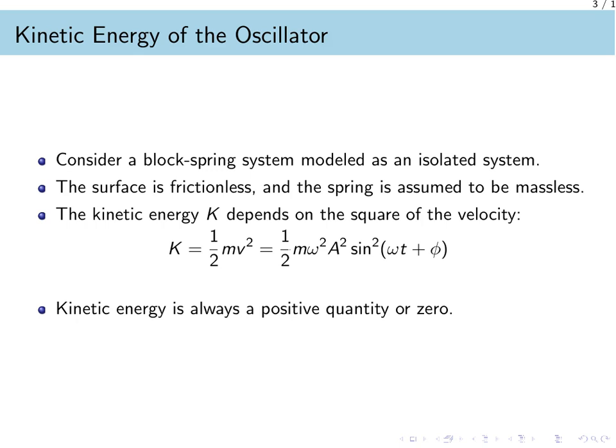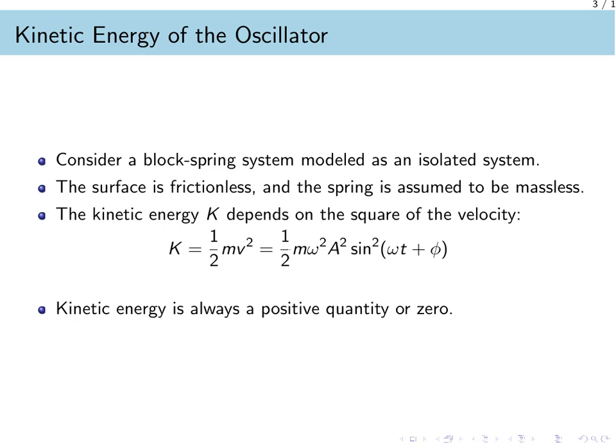To understand the kinetic energy of an oscillator, let us consider a block attached to a spring on a frictionless surface. We treat this as an isolated system where the spring itself is massless. The kinetic energy, represented by capital K, is equal to 1/2 times the mass times the square of the velocity.